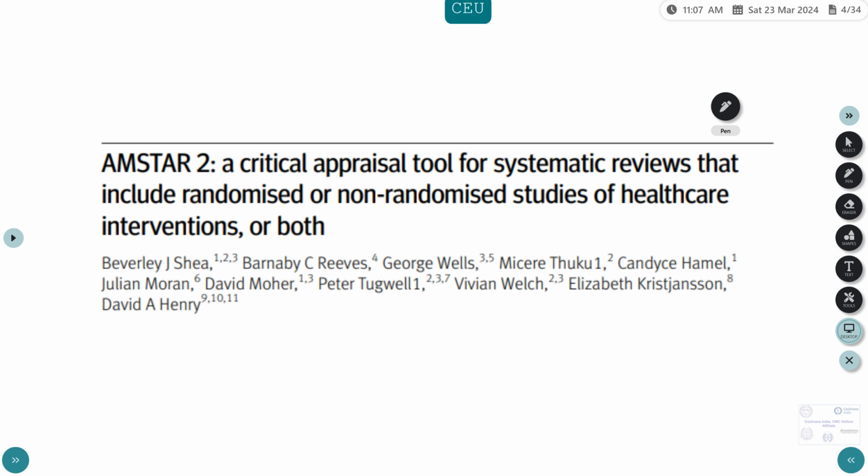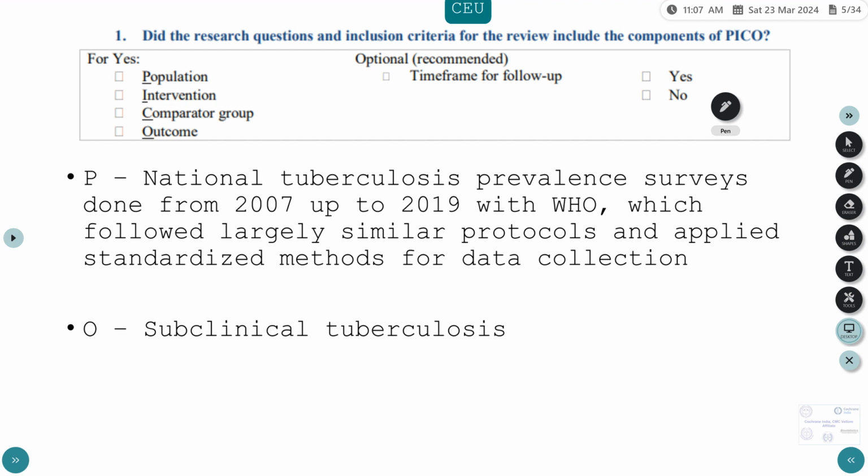So we'll be using the AMSTAR 2 questionnaire to critically appraise it. Usually we use FAS for JAMA. Today we thought we'll try a new different one. So it has 16 questions. The first question is, did the research question and inclusion criteria for the review include the components of PICO?